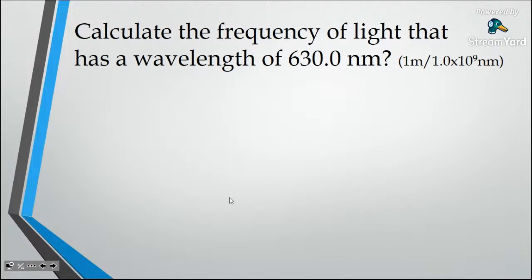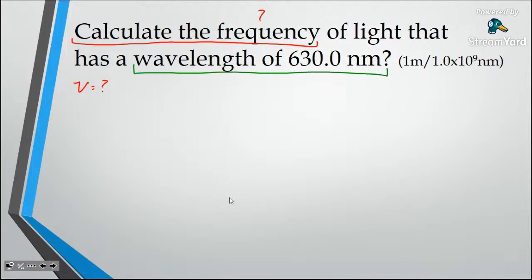So in these problems, as you probably know if you've seen any of my other videos where I work math, we're always going to go through and label out what we've got. So it's telling me to calculate frequency. That's what I'm trying to find. So nu is my unknown. And it tells me that it has a wavelength of 630.0 nanometers. So lambda equals 630.0 nanometers.